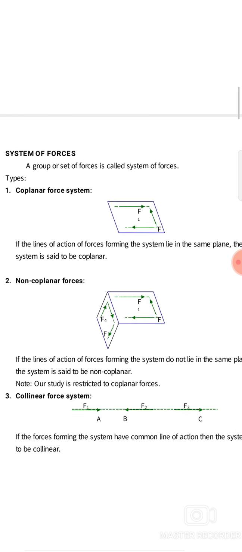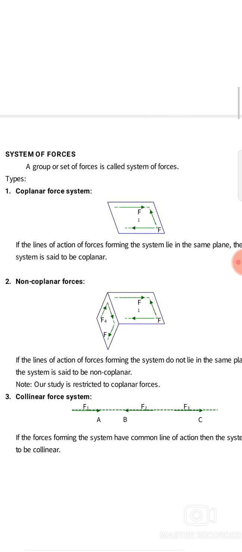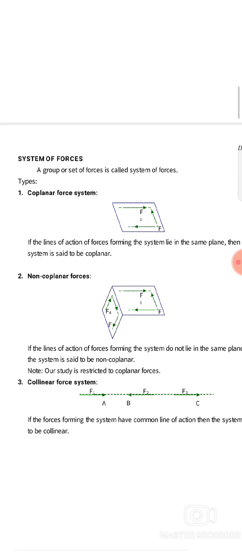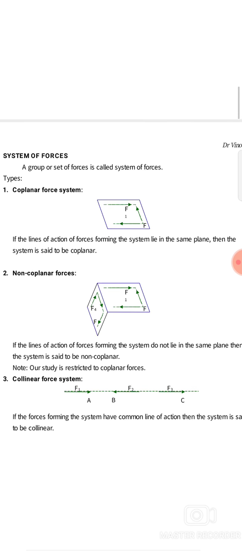That is the first one, the coplanar force system. And we can see here the sketch. The forces are acting in different directions. The lines of action of forces forming the system lie in the same plane. If you are saying coplanar, in the name only the answer is there.